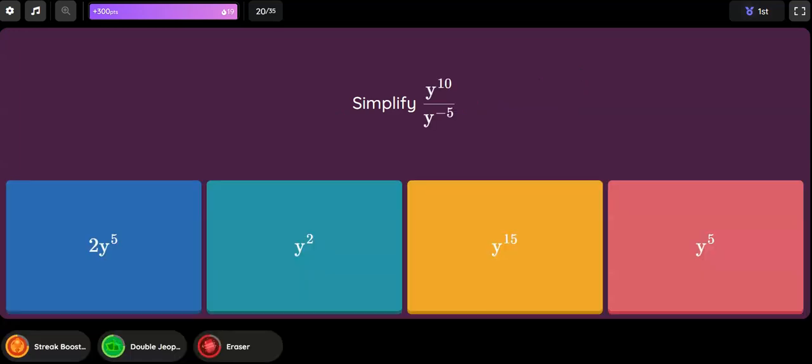When you divide like bases, you keep the base the same, and you subtract the denominator's exponent, right? So that's 10 subtract negative 5. And when you have two negatives in a row, you actually are adding, so it's y to the 15th.